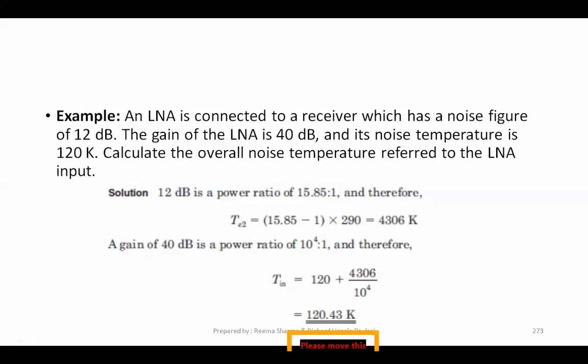So in total we will be getting, because this 40 dB, we are converting, it's a power ratio. We are converting it, and we divide it by the Kelvin, and we get about 120.43. So it will become 0.43 here, and that 43 is added to 120, so it becomes 120.43. So these conversions are what you have to take care of.